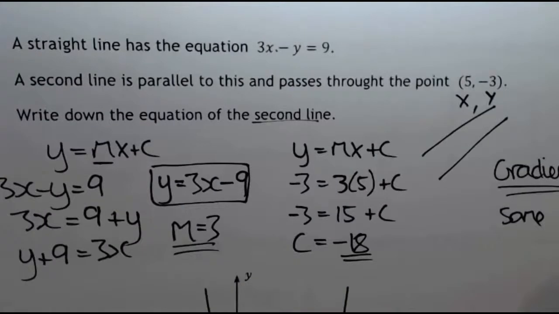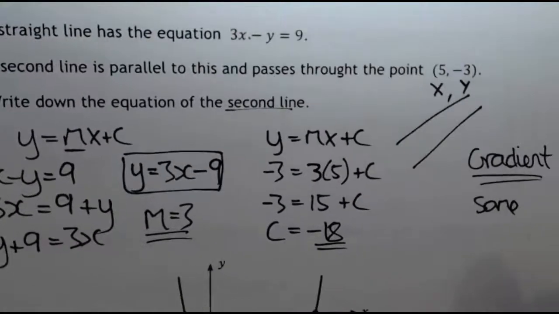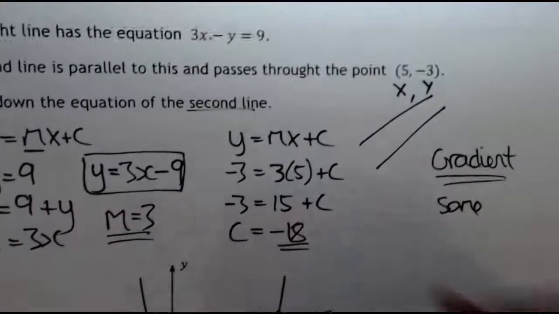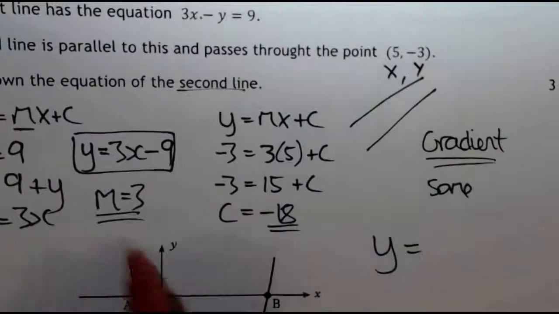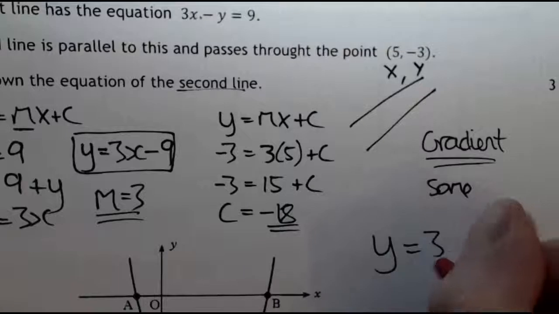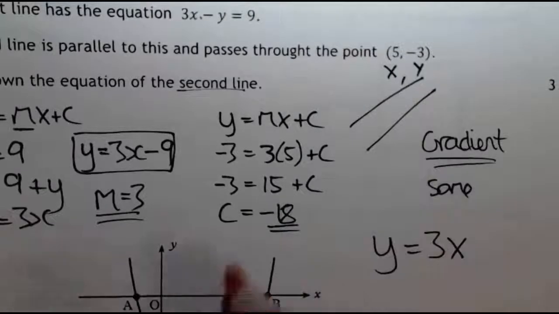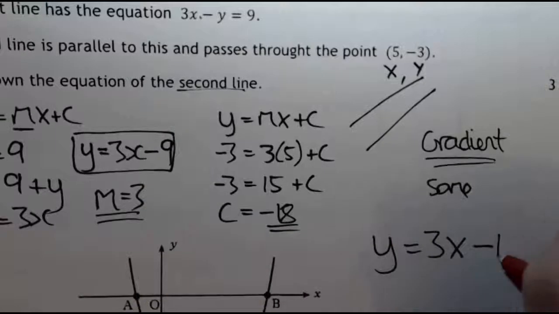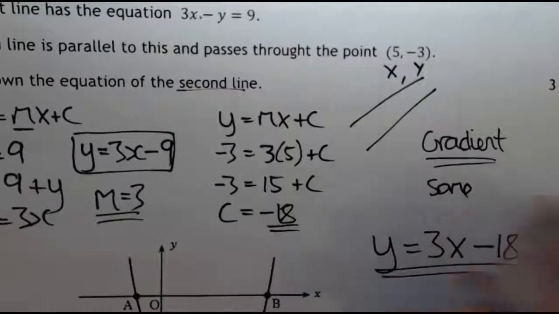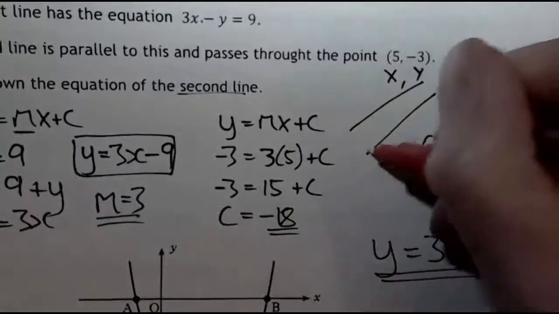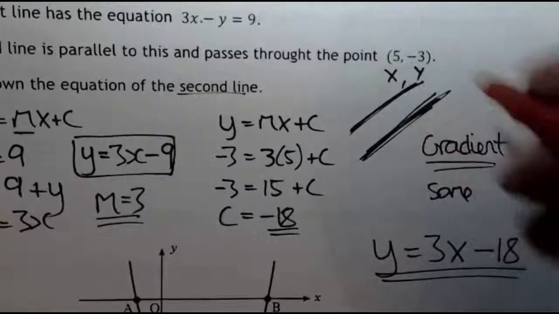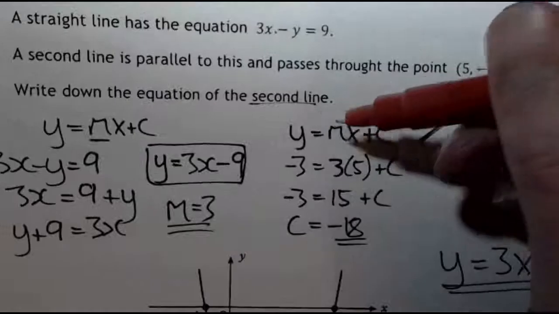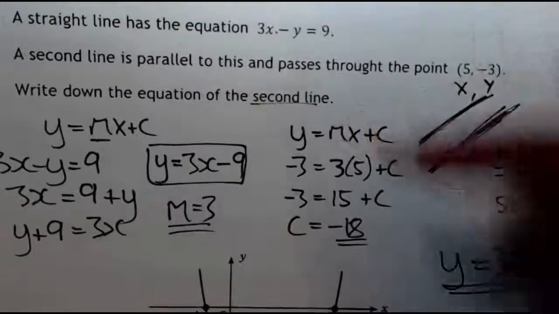So that's us. We can now put this all in the form of an equation for the line. So we can now say y equals, gradient's 3, 3x, and where it cuts the y-intercept is minus 18. And that's all from us, remembering that if two lines are parallel, they've got the same gradient. And obviously we need to be able to remember this equation.